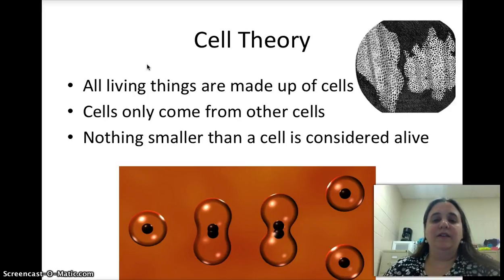And then the last part of the cell theory is that nothing smaller than a cell is considered alive. So the actual cell parts that we'll talk about in a few minutes are not considered living, but the actual cell is. So when we take all of those parts and put it together inside of a cell membrane, then we get a working organism, or a living organism. Okay, so that means that DNA is not considered alive, or the nucleus is not considered alive, or even smaller like protons and elements and things like that would not be alive, but a cell would be. So bacteria and plants and fungus and protists and animals.